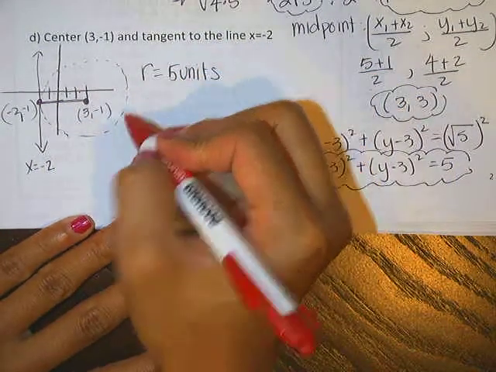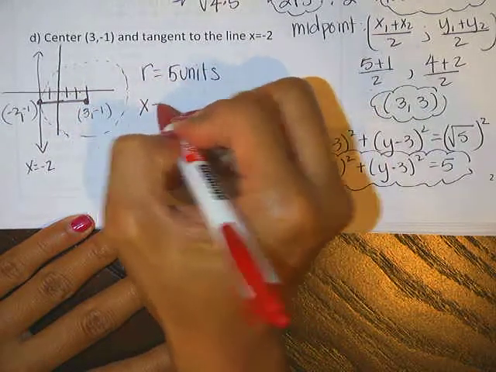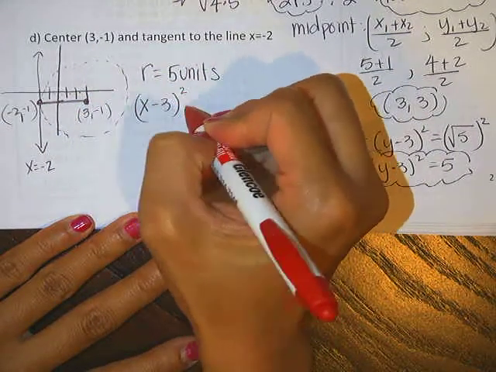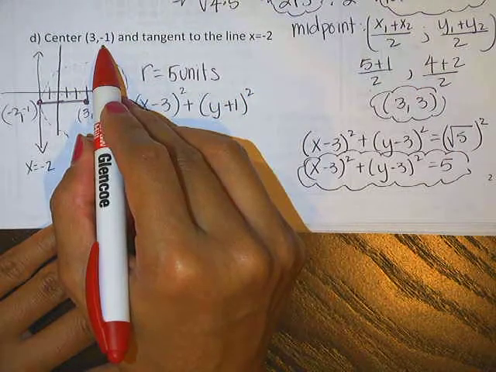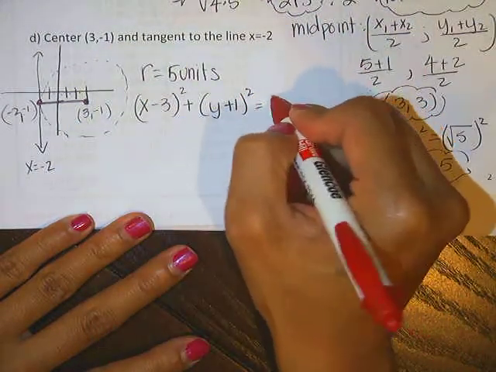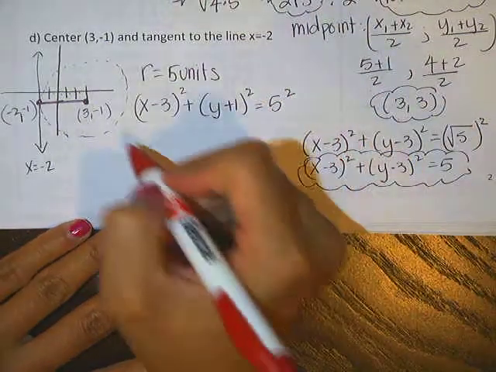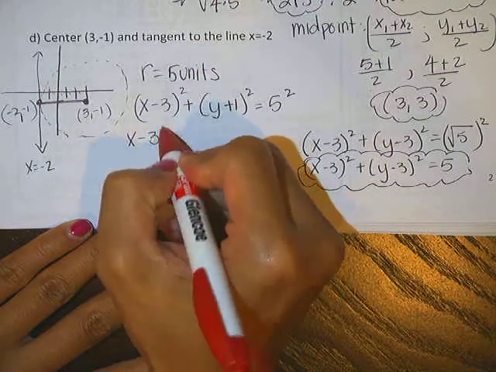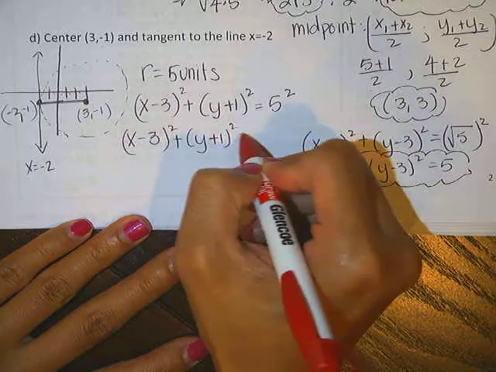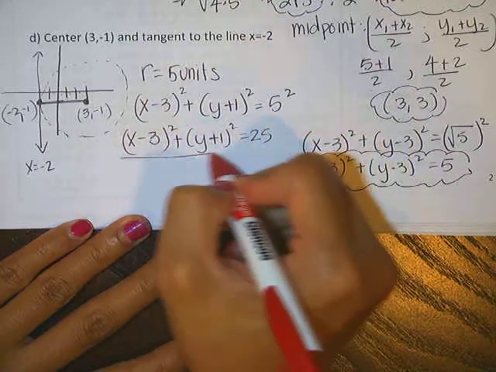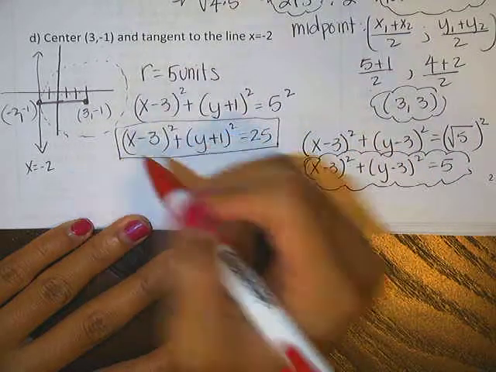So since I have the distance, and since I have the center, I'm just going to put it together. (x minus 3) squared plus (y plus 1) squared, because it's a minus of a negative 1, equals 5 squared. And 5 squared is going to give me 25. So I'm just going to rewrite this with 25 on the very back. And that is the end of today's lecture.